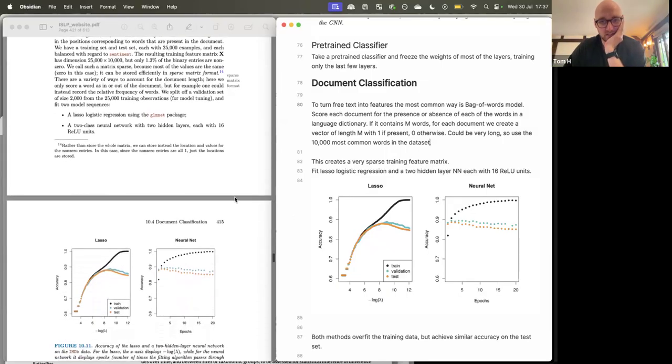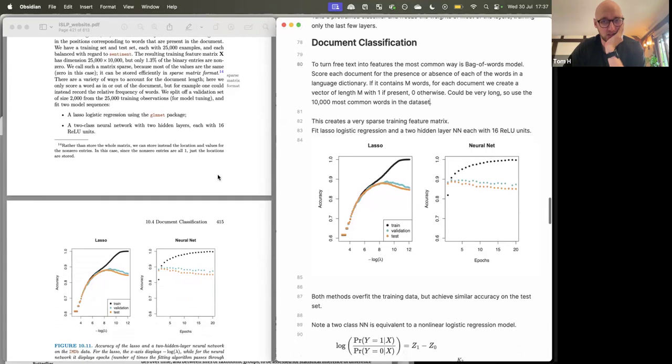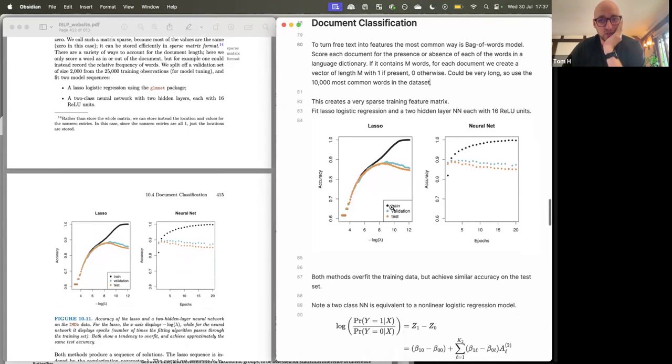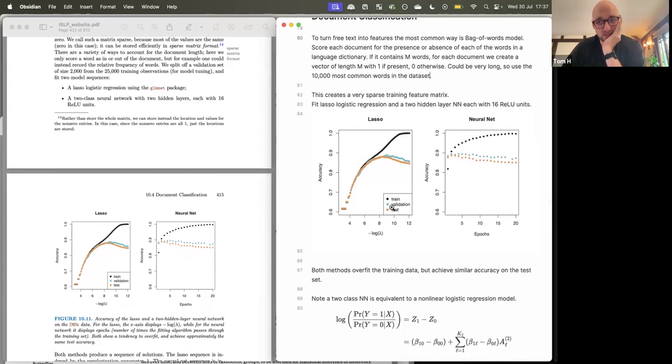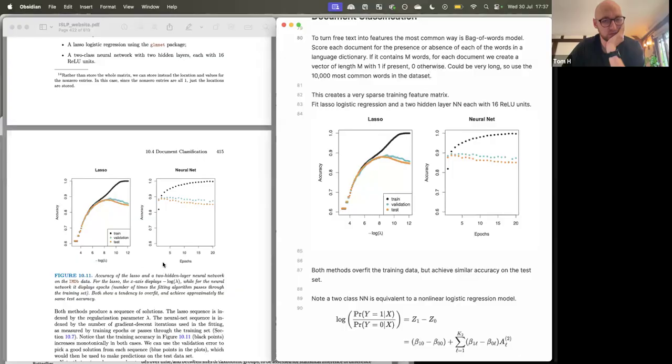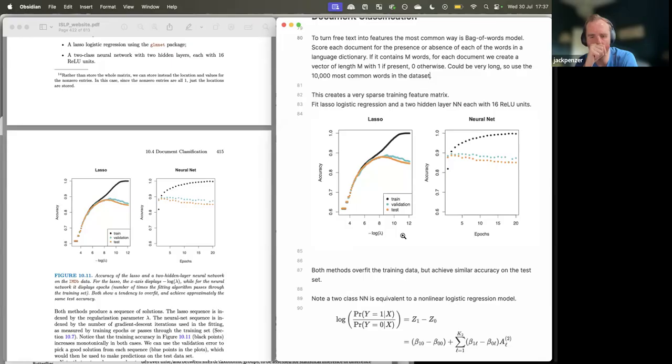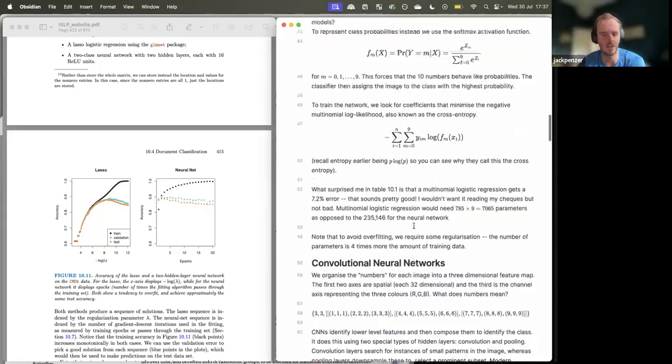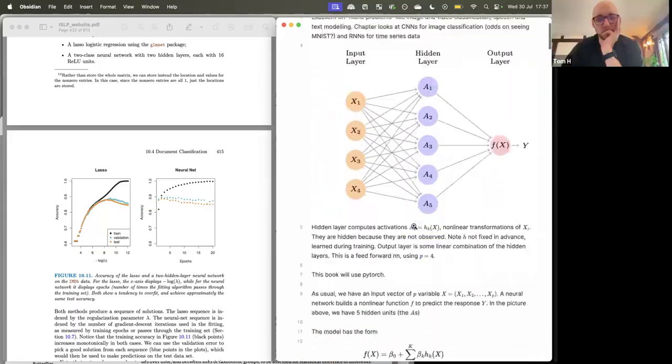And then it goes on to fit lasso logistic regression and a 2 hidden layer neural network with 16 ReLU units. I don't remember it defining ReLU, but maybe it was earlier on in the activation function section. We spoke about ReLU last week, right? It's 0 or 1. So if it's below 0, then everything's zeroed. And if it's above 0, then it's just the value. Yeah, maybe I just didn't put it in the notes.